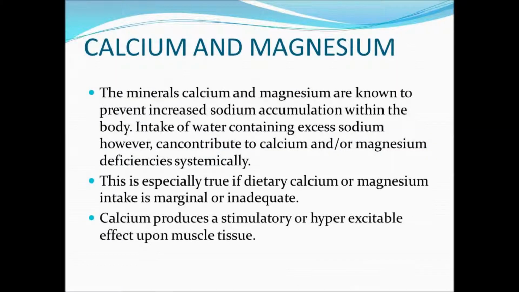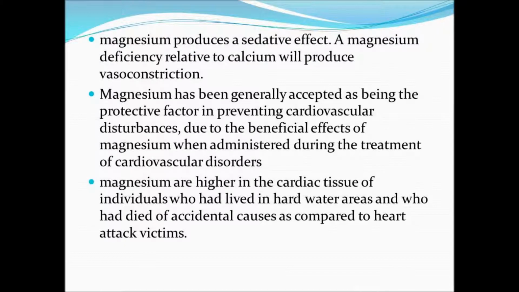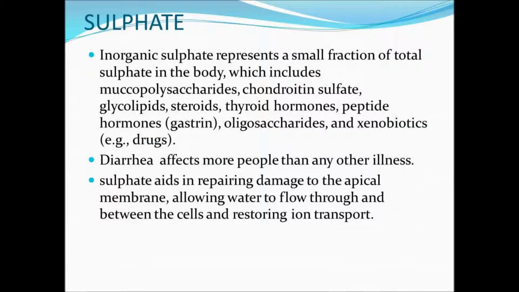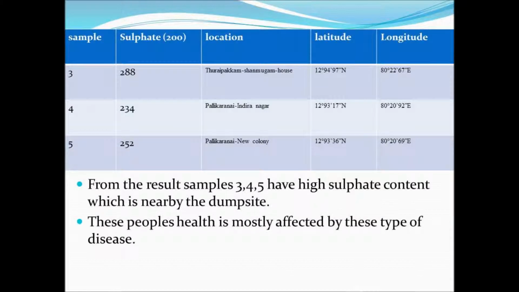This is calcium and magnesium content. It also causes health illness related to muscle tissues and the treatment of cardiovascular muscles. All the samples are nearly heavily contaminated. Sulfate affects people and causes more illness and damage to tissues. This is exceeding in samples 3, 4 and 5.